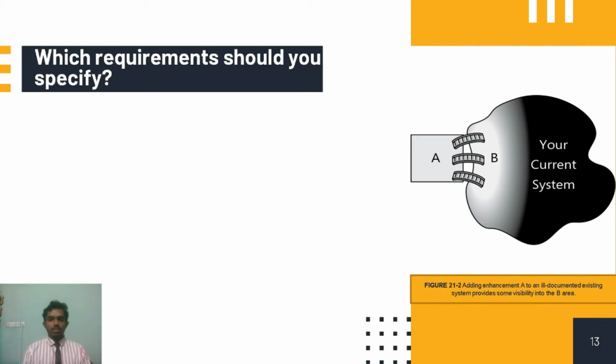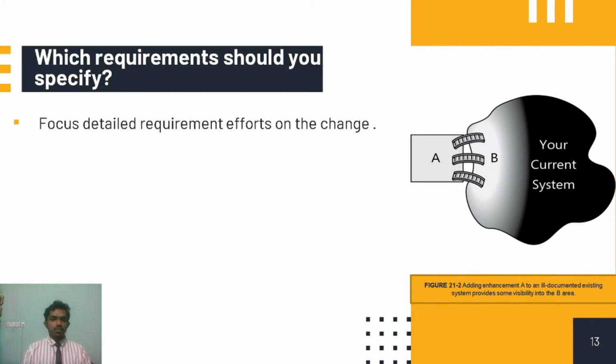When we add new requirements to an existing system, we also have to bear in mind how the new system will fit with the existing system. If we see it in the figure, we see that area B is the current system and area A is the new requirements, and those B's are the interfaces by which the new requirements are connecting to the current system. So for specifying requirements, we first focus detailed requirement efforts on the change.